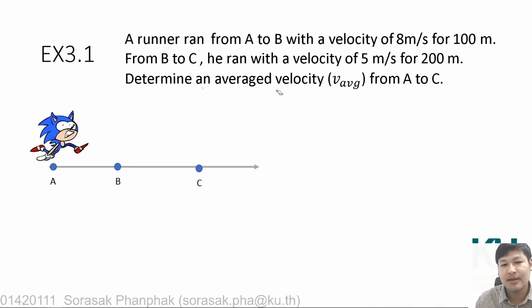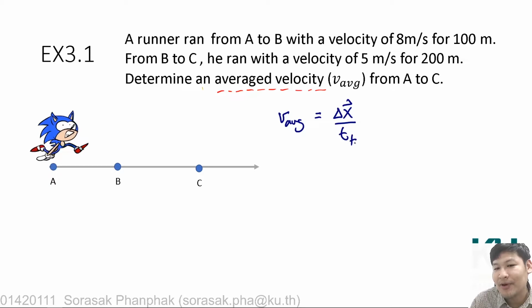Average velocity here. How can you determine it? If you would like to determine the average velocity, how can you find it? You're supposed to have the displacement over the total time, right? And do you know the displacement from A to C? Because the average you want to find is from A to C.